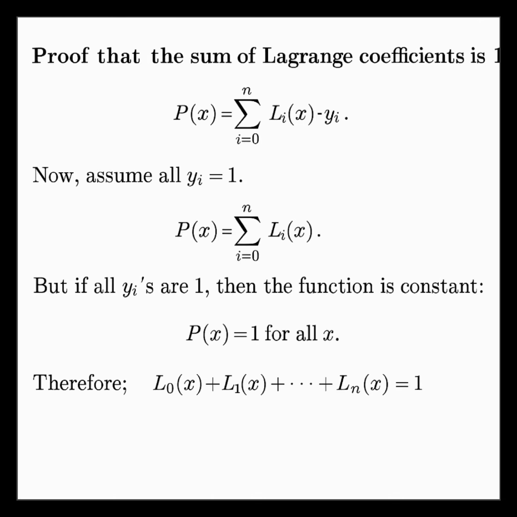So basically we start with the Lagrange interpolation formula. Now assume all yi equals 1. So the equation becomes P(x) equals summation from i equals 0 to n of Li(x). But if all values are 1, the function is constant. So the interpolating polynomial P(x) equals 1 for all x. Hence L0(x) plus L1(x) plus ... plus Ln(x) equals 1. Therefore, we prove the sum of Lagrange coefficients is 1.